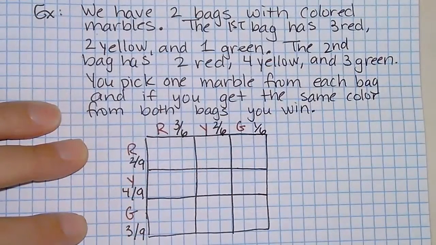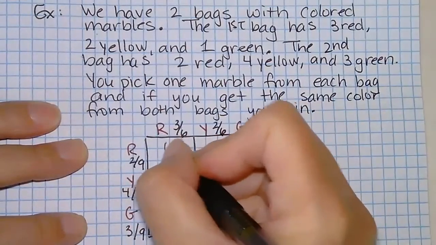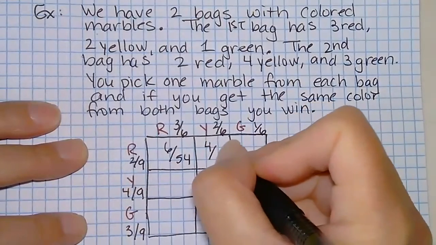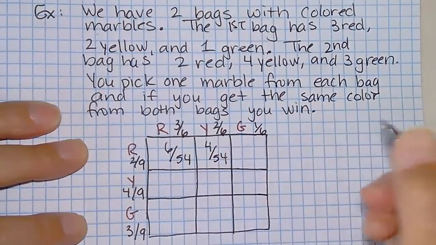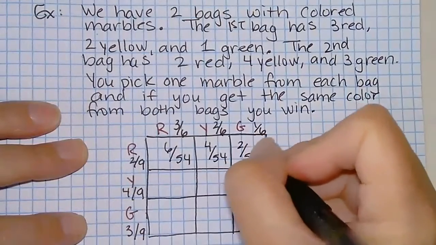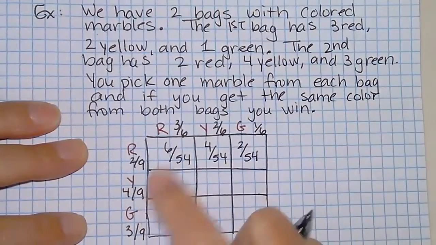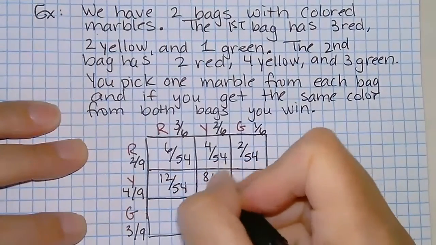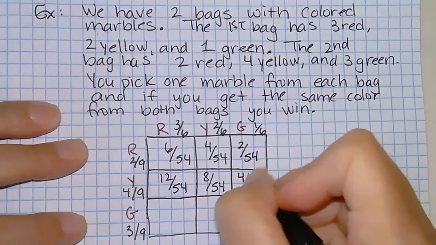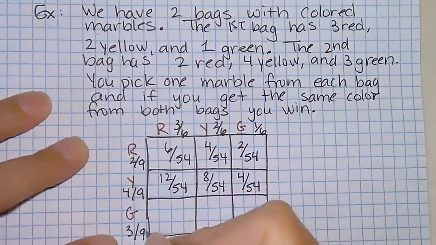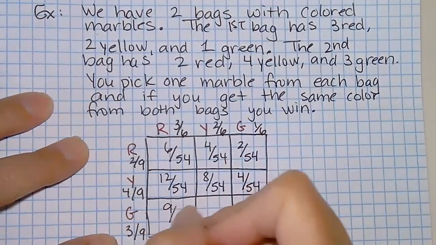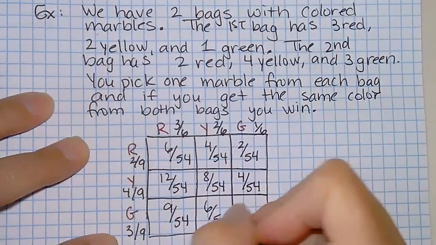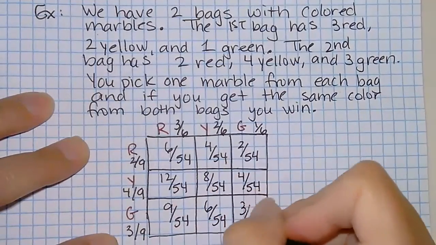And then I can multiply these together. So it's going to be 6 out of 54. This one's going to be 4 out of 54. I get 2 out of 54. Now I'm going to multiply 4/9, so I'm going to get 12 out of 54. I'm going to get 8 out of 54. I'm going to get 4 out of 54. For the next one, I'm going to multiply by 3/9, so I'm going to get 9 out of 54. I'm going to have 6 out of 54, and I'm going to have 3 out of 54.